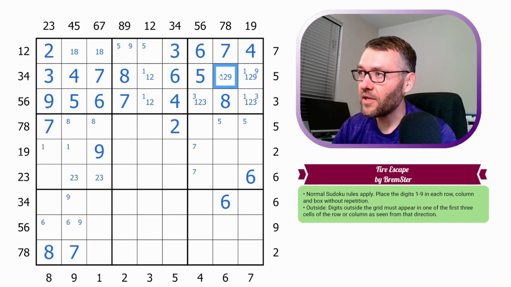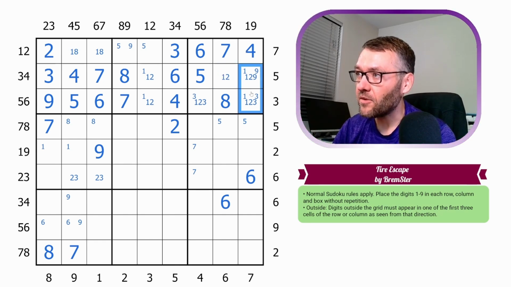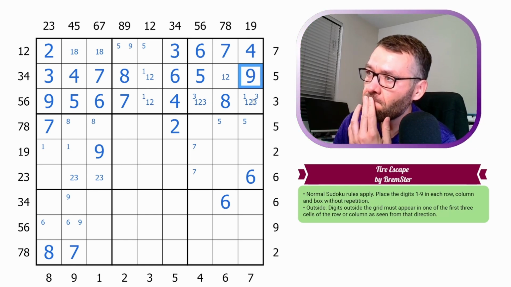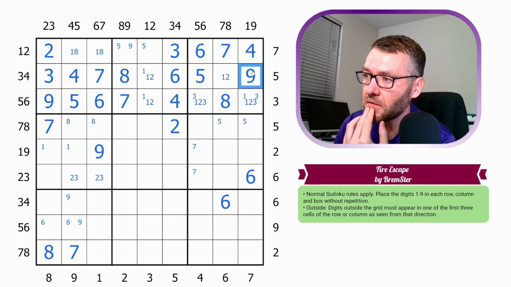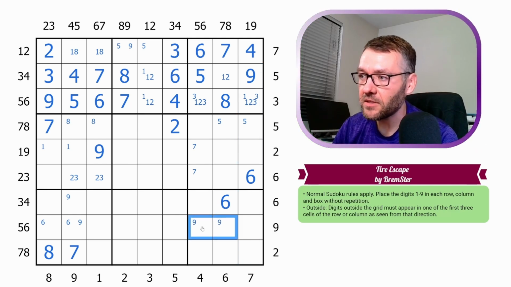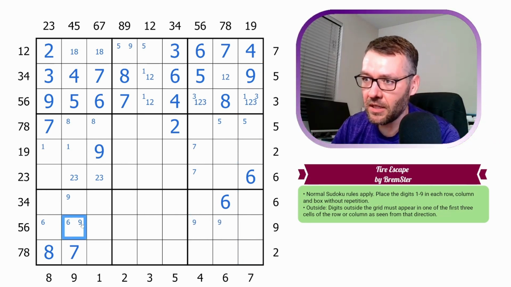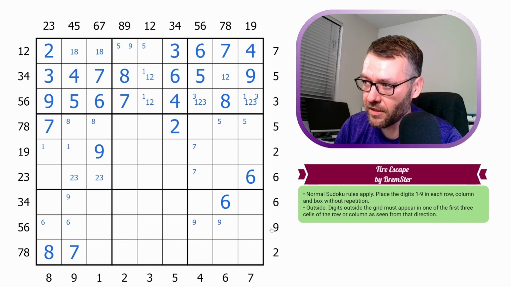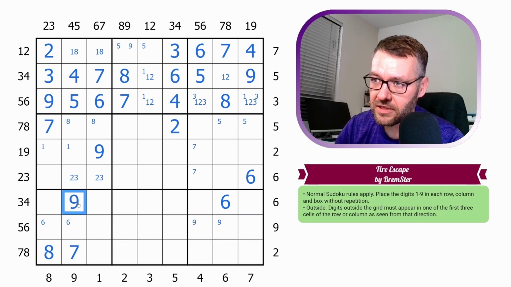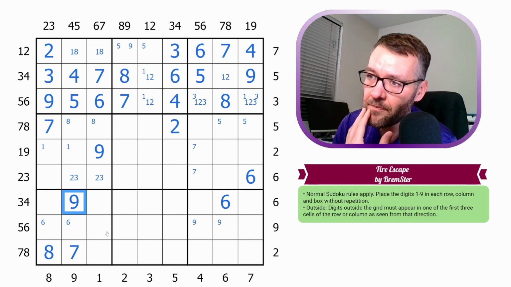Actually, yeah, 9 can't go here because we need the 9 to go in one of these 2 spots. So there's a 9 here. All right. So this 9 looks down. We're going to need a 9 in one of these 2 spots, which removes 9 from here. Actually, I could have removed 9 from there. I just didn't think about this 9 pointing all the way over. So that leaves this the only spot for the 9 in this box.